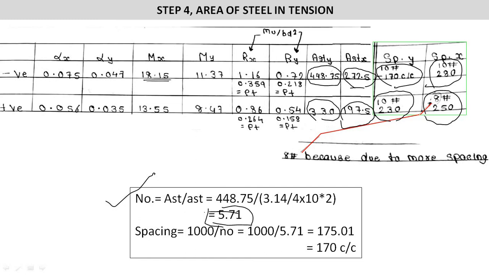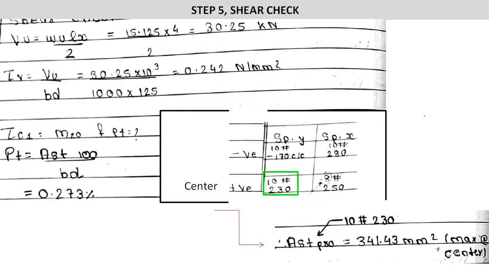Hope you have cleared how to calculate the spacing and diameter by using area of steel in tension. So the fifth step is to check for shear. For the check for shear, initially you have to use the equation Vu is equal to Wu Lx by 2. The value of Wu from step number 2 is 15.125, into Lx, which is 4 (shorter span), divided by 2. So the value of Vu is 30.25 kilonewton.